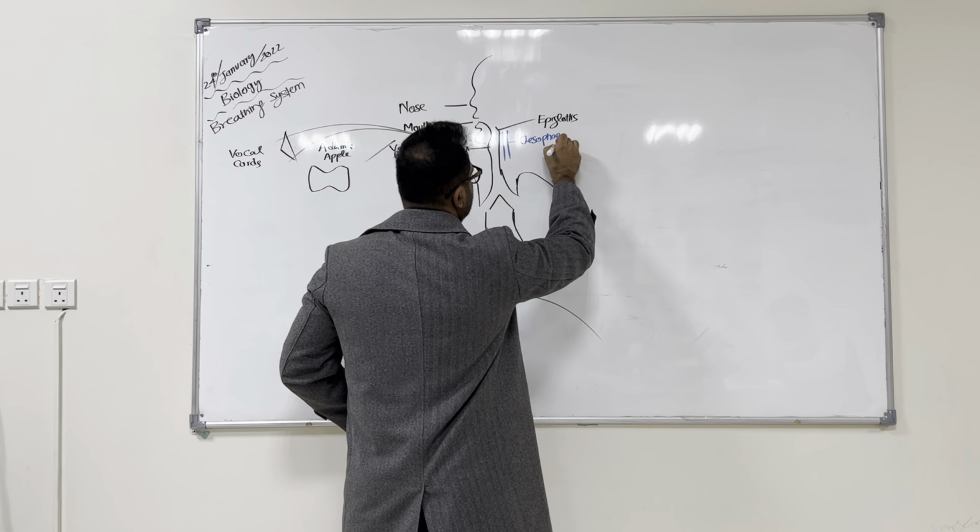Got it? Here I have a question. Who will answer? What is the name of this area over here? I said area, not an organ. The common area for the opening of the esophagus and trachea, what is it called? Yes, Ibrahim. Very good. It is called pharynx.